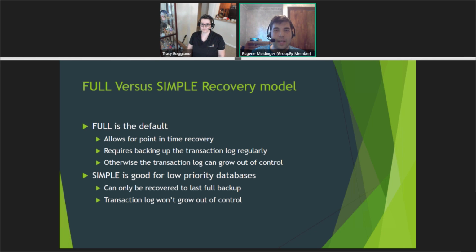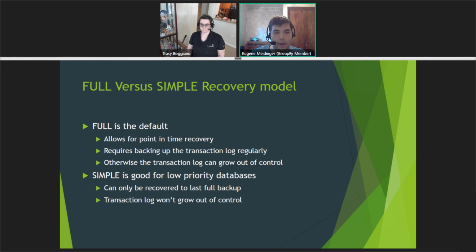So that SQL Server can guarantee that you have all the data that you need to be able to go back to any point in time. And so this can be a problem. This happens to people where they don't have backup set up the way that they should, and they have an outage because the transaction log just grew out of control.